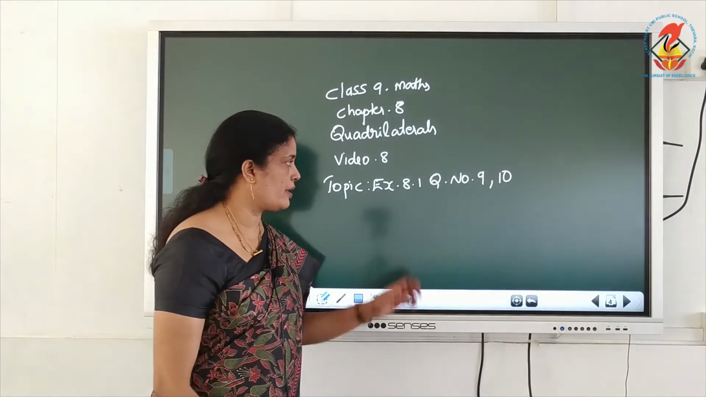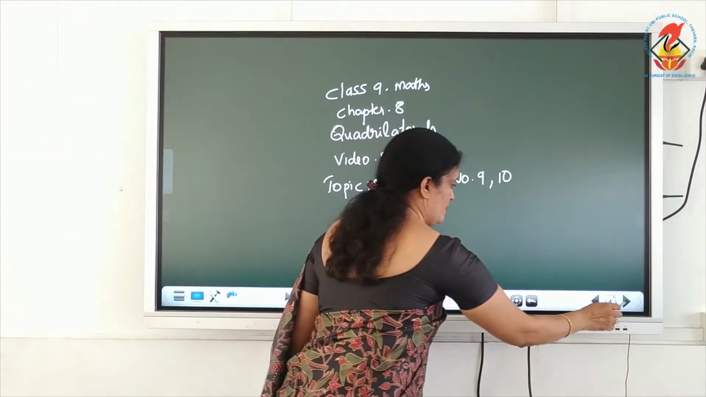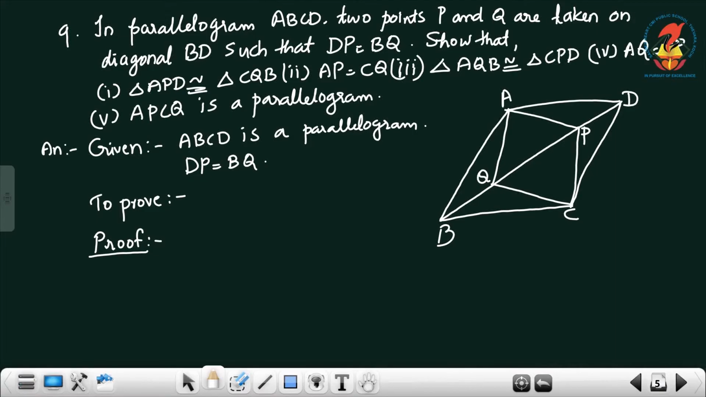Next one, exercise 8.1, question number 9 and 10. Question number 9, in parallelogram ABCD, 2 points P and Q are taken on diagonal BD such that DP equal to BQ. Show that triangle APD congruent to triangle CQB. Second question, AP equal to CQ. Third one, triangle AQB congruent to triangle CPD. Fourth one, AQ equal to CP.